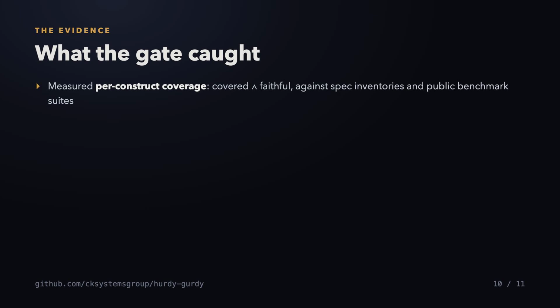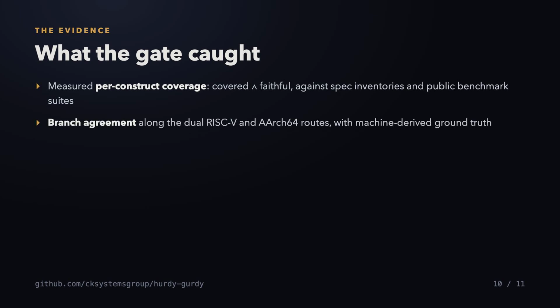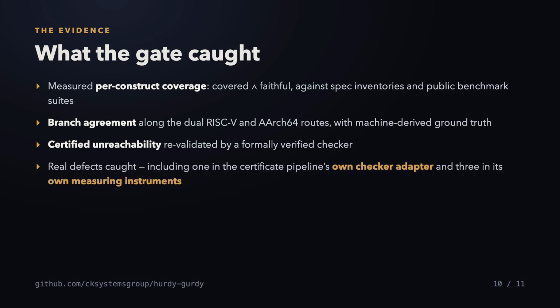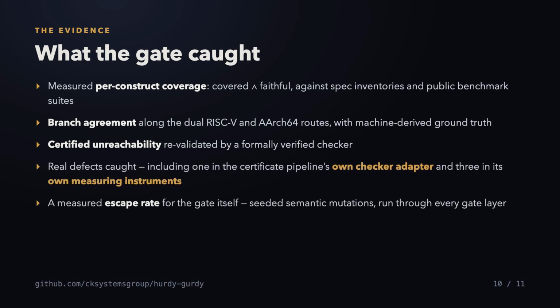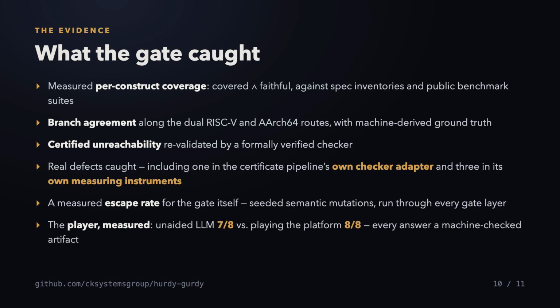The paper reports measurements, not aspirations: per-construct coverage, counted only where a construct is both covered and faithful. Branch agreement along the example's dual roots, 5 routes, and the same branch on ARM, with machine-derived ground truth. Certified unreachability, revalidated by a formally verified checker, and the defects the architecture caught, including 1 in the certificate pipeline's own checker adapter and 3 in its own measuring instruments. 2 more measurements close the loop. A seeded mutation experiment puts a number on the gate's own escape rate, and its first round exposed a blind spot in the gate's probes.